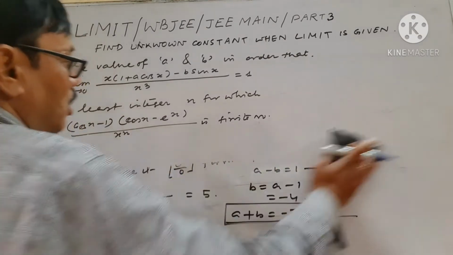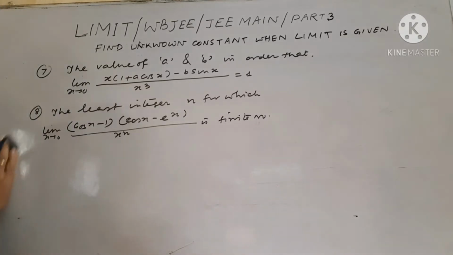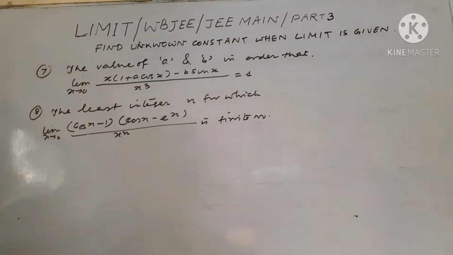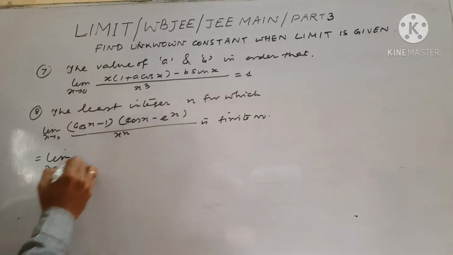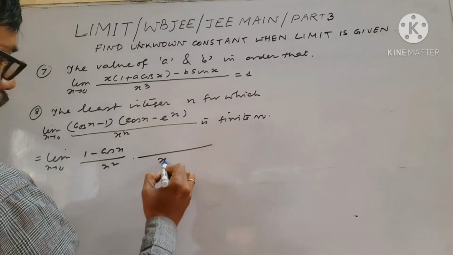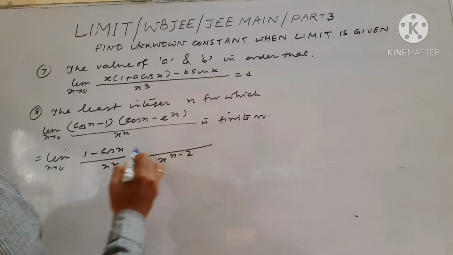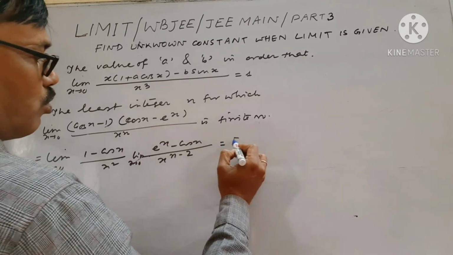Now problem number 8. Find the value of the least integer n for which this is a finite number. So limit x tends to 0. We know 1 minus cos x by x square is finite, so try to use this one. So this is e to the power x minus cos x equals finite.